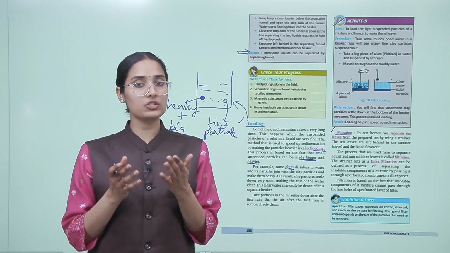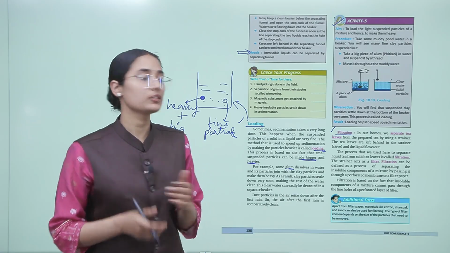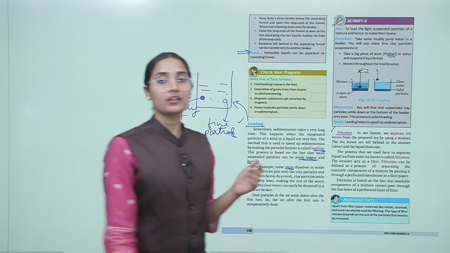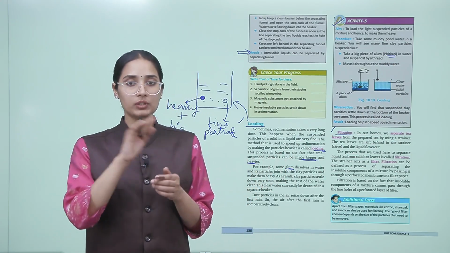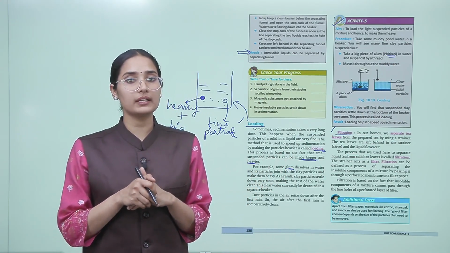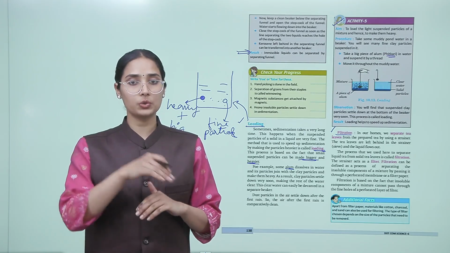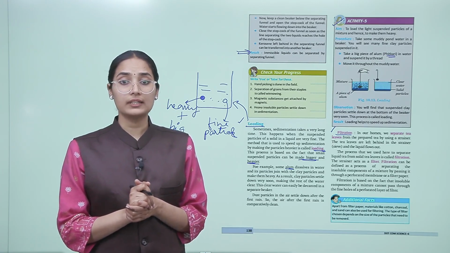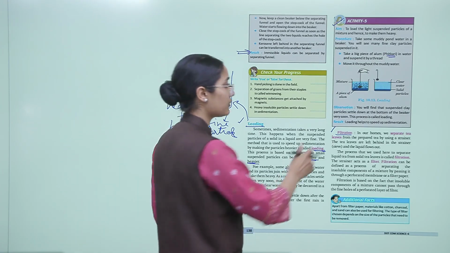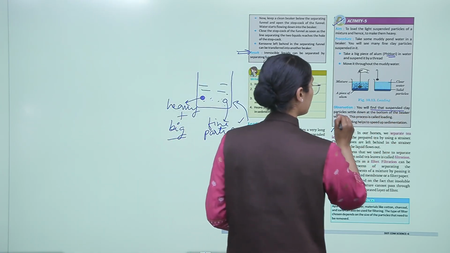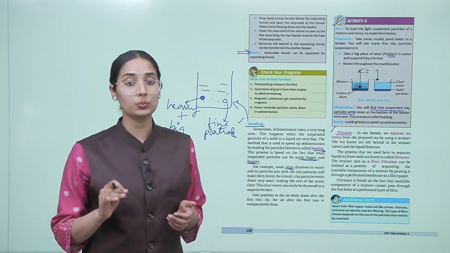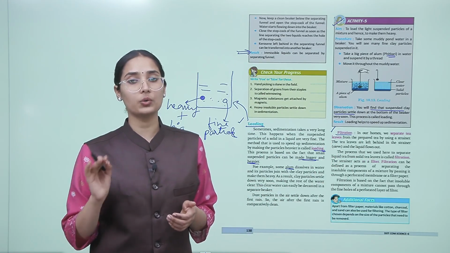Now take a big piece of alum, which is called fitkari in Hindi, and suspend it in the water by a thread. Move it throughout the muddy water. Now you will observe that the suspended clay particles settle down at the bottom of the beaker, right, very soon, and this process is called loading.